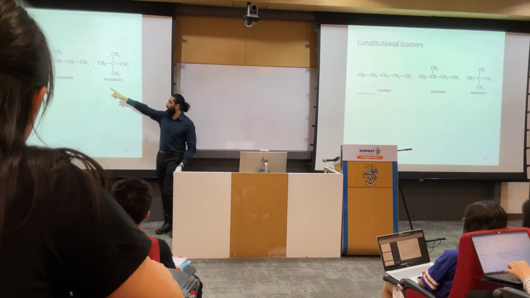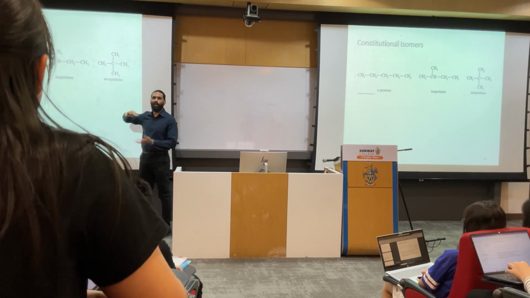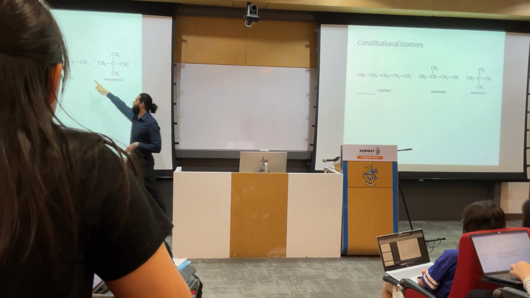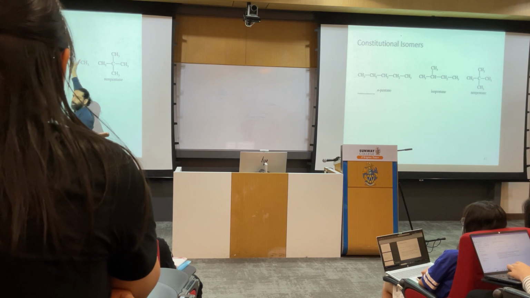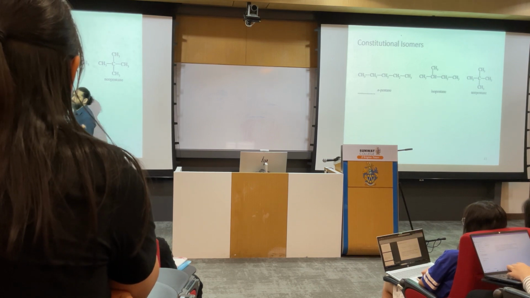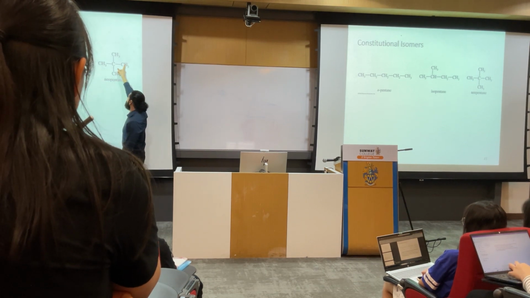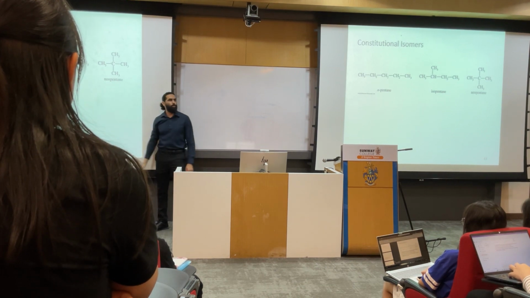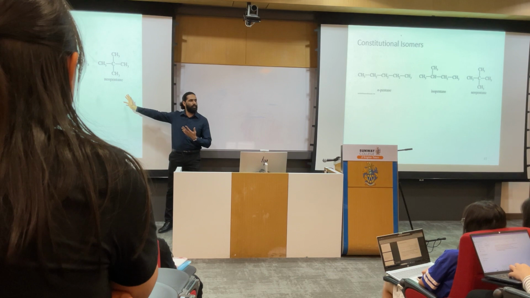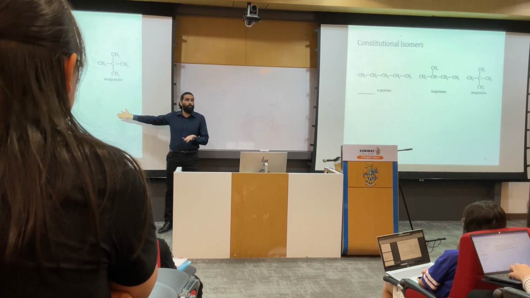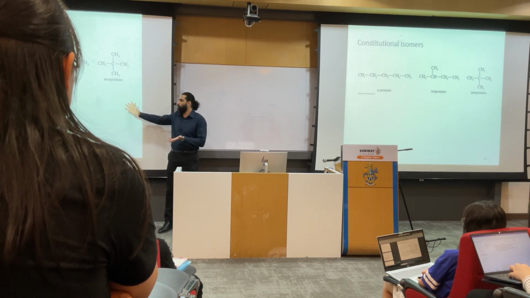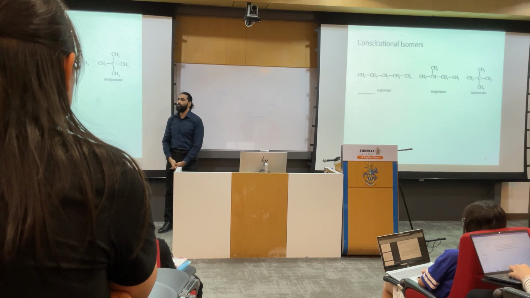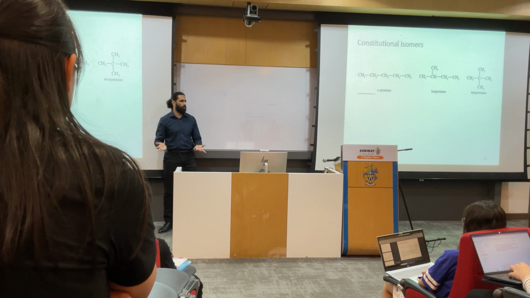Right? So there we have 5 carbons all in one line. Here we have one branch. Right? We have 4 carbons in one line and then we have one branch. Here we have only 3 carbons in one line and then we have 2 branches. So you could clearly see that all these 3 structures are different from each other, right? So that's why they are what type of isomers? Constitutional isomers, right?